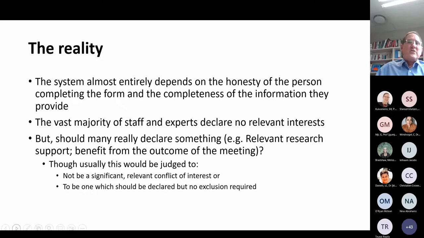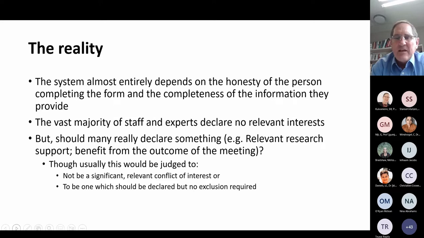First, the system almost entirely depends on the honesty of the person completing the form and the completeness of the information that they provide. So it's not going to catch people who are deliberately wanting to hide a conflict of interest. For that, one is going to need inside information and potentially to be tipped off by somebody. And the vast majority of staff and of experts actually declare no relevant interests. But should many actually declare something?